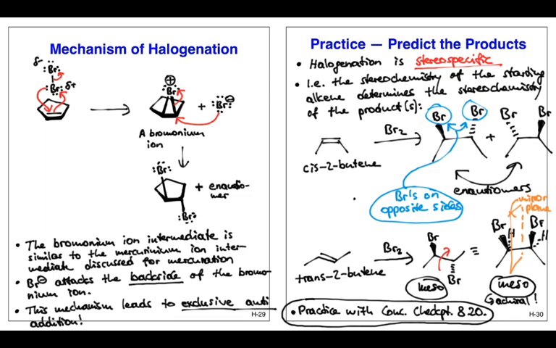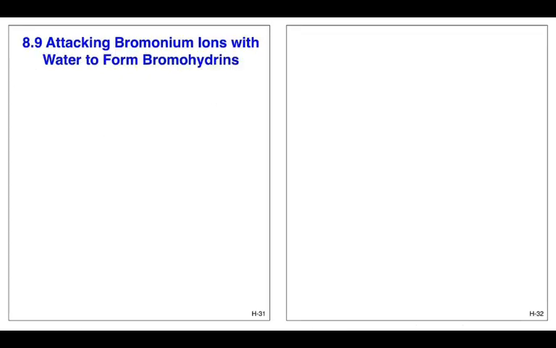Okay, so next we are going to look at a variation of this bromine addition reaction. We're going to look at what happens if you react an alkene with bromine or with chlorine in the presence of a lot of water. Okay, and water is going to be the solvent.